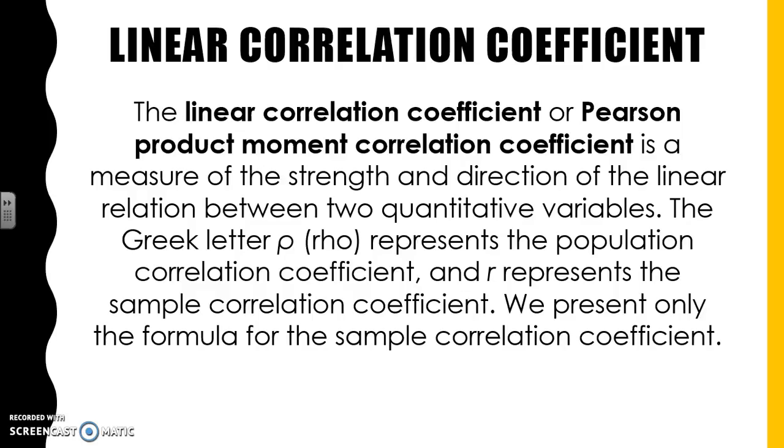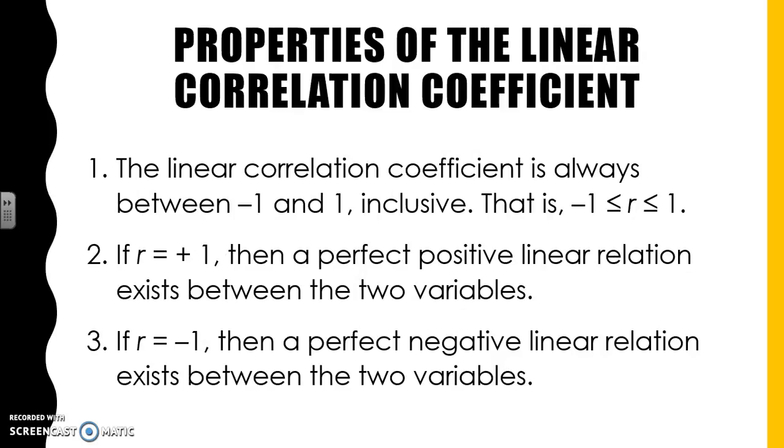And then our linear correlation coefficient measures the strength and direction of the linear relationship between two quantitative variables. We use R to represent that. The Greek letter rho represents the population correlation coefficient, and we're not going to talk about that. We're only going to look at the sample.